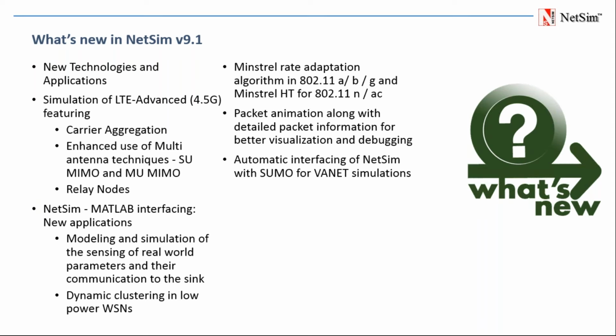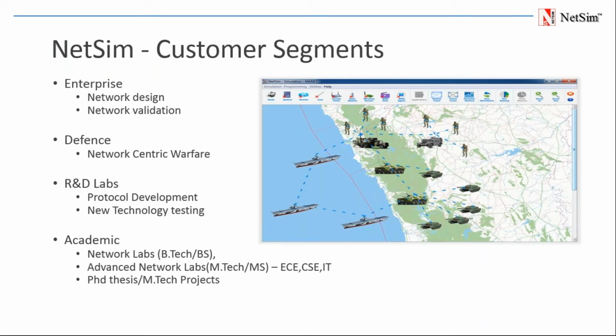Then a new technology, that is VANET, vehicular ad hoc network, has been added that can be simulated using third-party software called SUMO, that is Simulation of Urban Mobility, which is used for vehicular ad hoc network. So these are the new features added in NetSim.